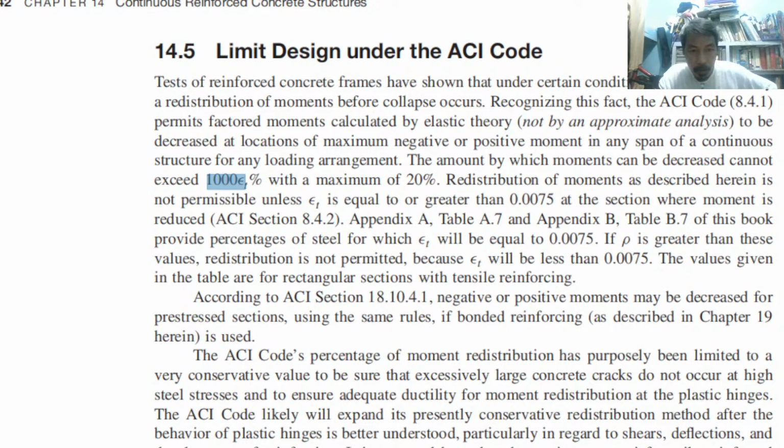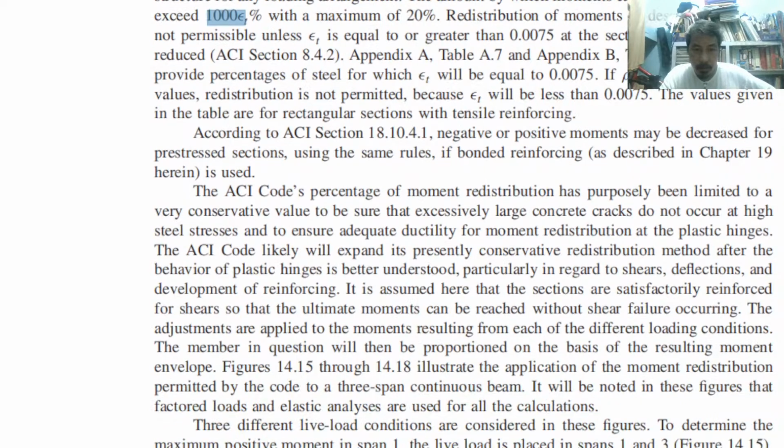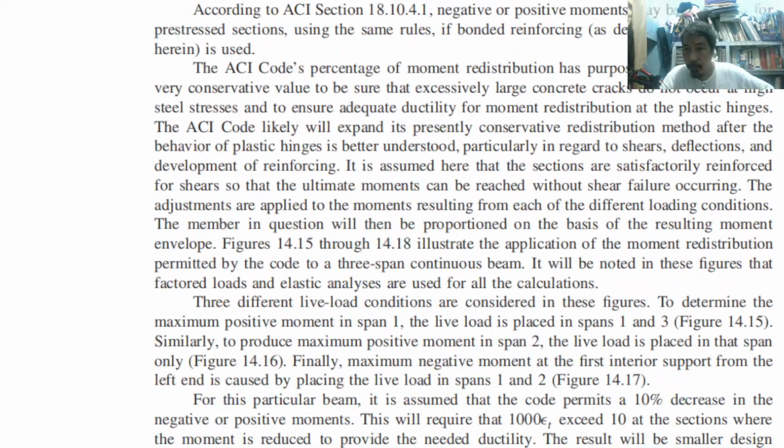According to ACI section 18.10.4.1, negative or positive moments may be decreased for prestressed sections using the same rules. So these are the commentary for the ACI.